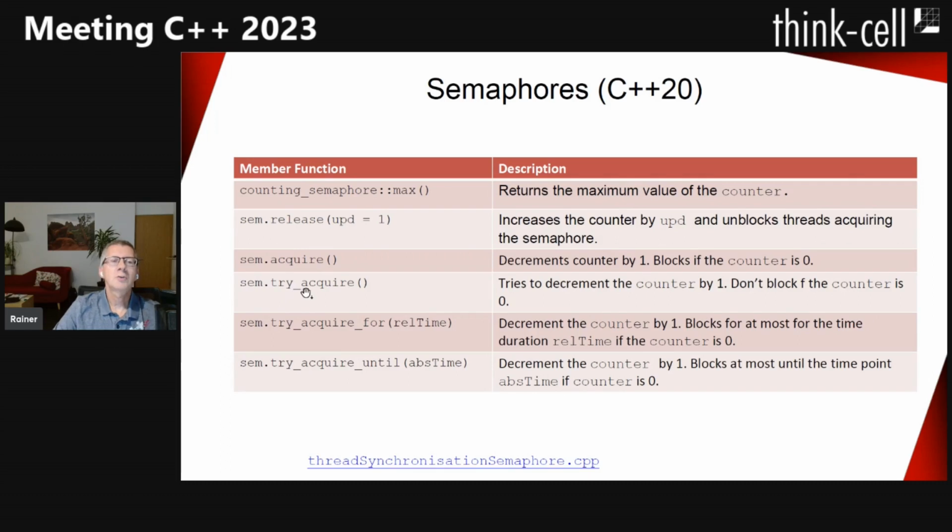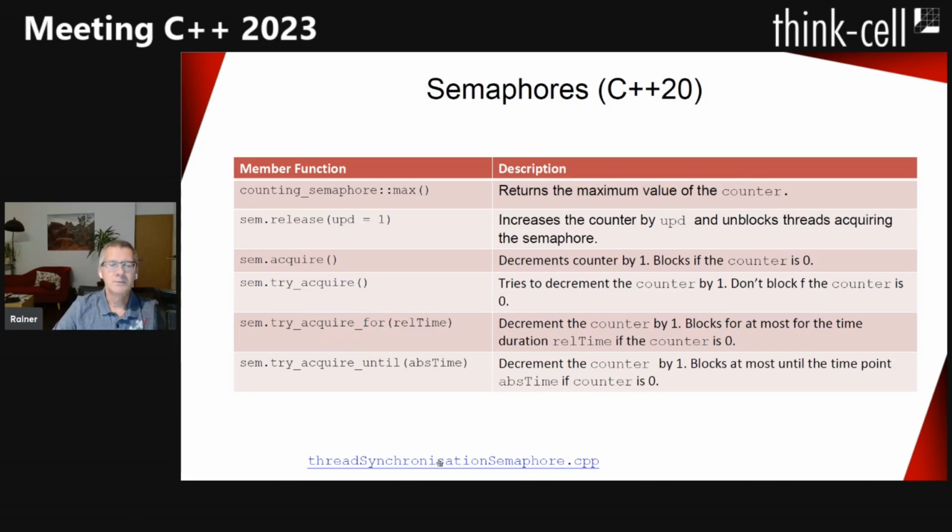try_acquire means you try to acquire it. If the count is bigger than 0, you get it. When the counter is 0, you will of course not get it, but you will also not block. You just try to get it. And you can also do it with a time duration and a time point. These are entities from C++11. Once more, this is a time duration, this is a time point, and here you try to acquire it for a time duration or until a time point.